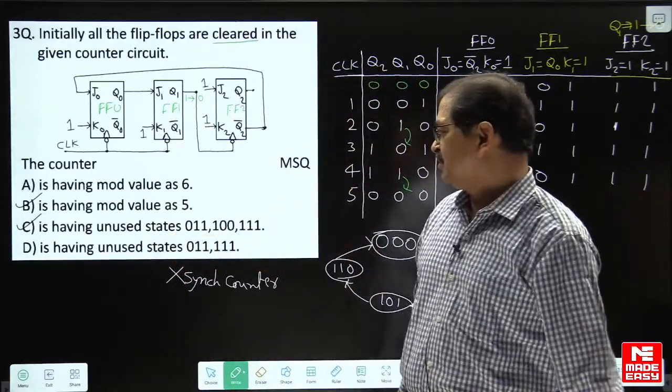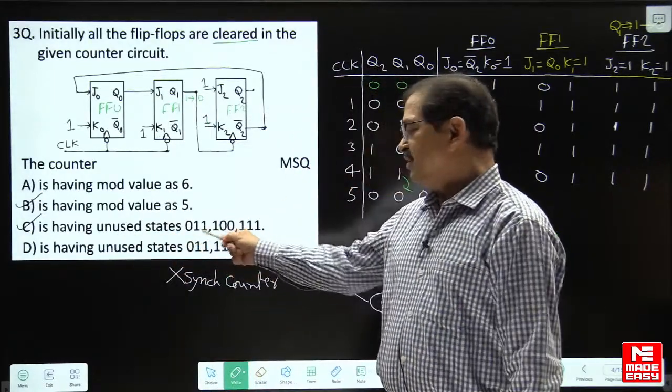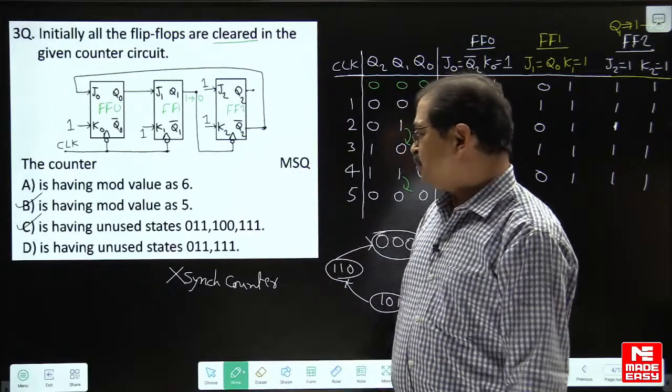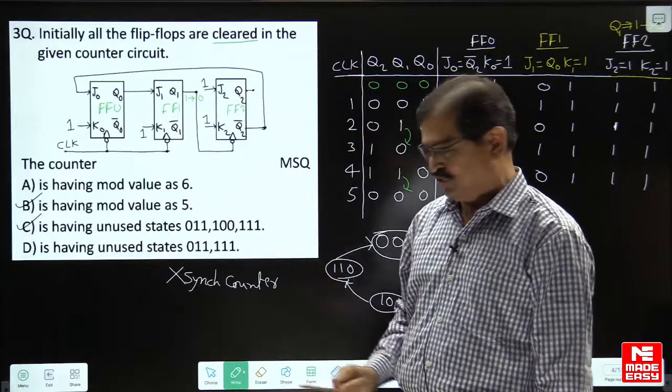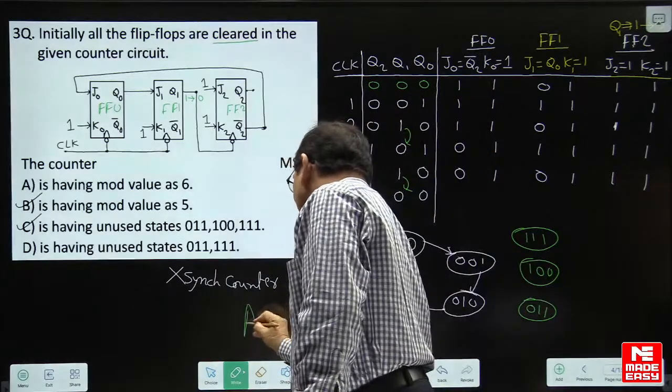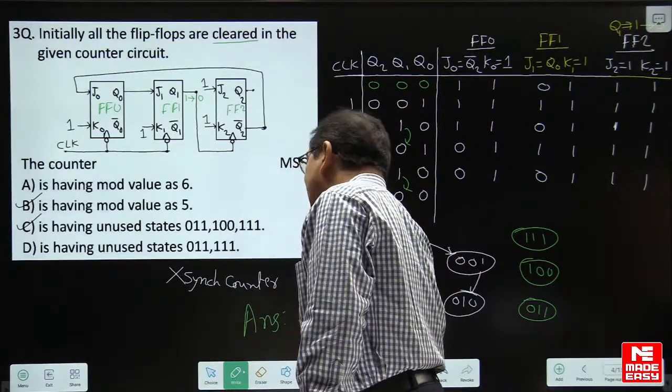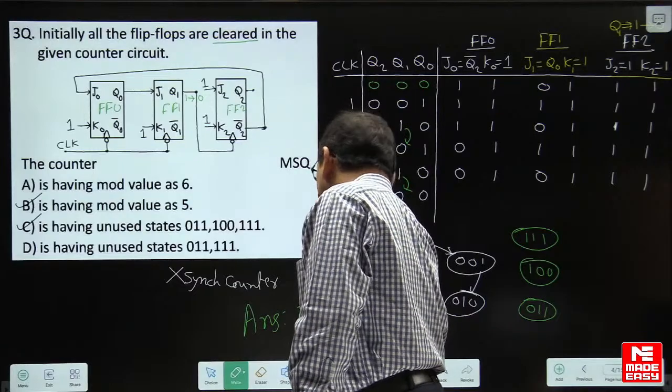So based on this, option C is also correct. For this MSQ question, the answers are option B and option C. So the answers for this asynchronous counter, based on the question description, are B and C.